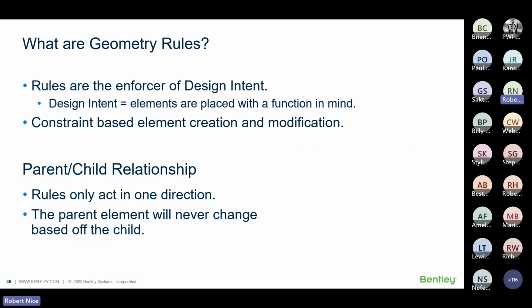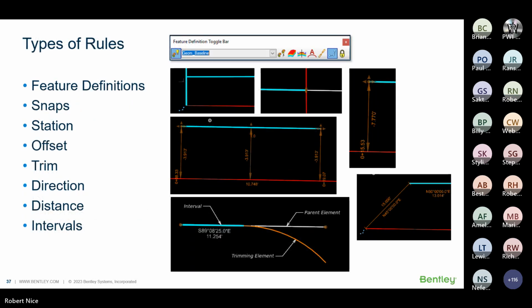And they're all part of or linked to these rules. So as I said, they're the enforcer. So design intent, elements placed with a function in mind. They can be removed, and they act in one direction. So you have a parent and we have a child. It's never the child is affecting the parent. It's always the opposite way around. As I said, the main line and this offset parallel. The main line is a parent, the offset is a child. The main line moves, the child is going to move with it.